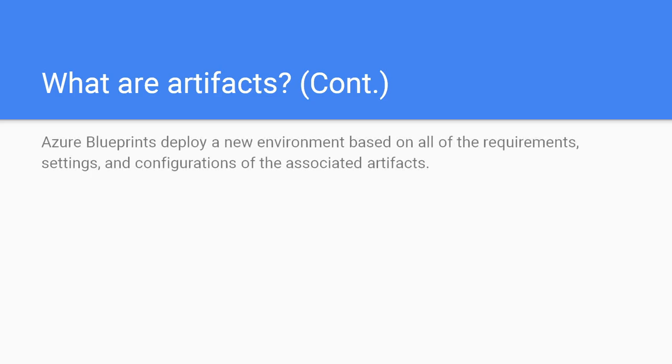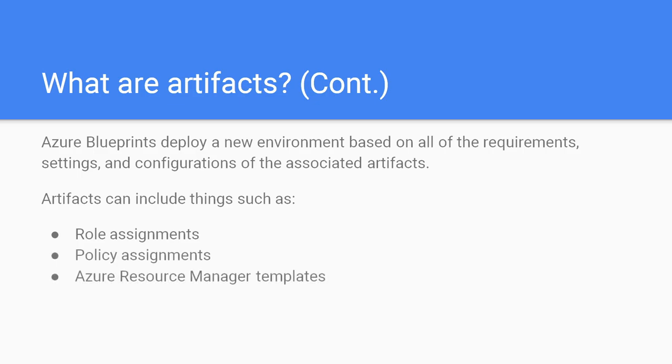Azure Blueprints deploy a new environment based on all of the requirements, settings, and configuration of the associated artifacts. Artifacts can include things such as role assignments, policy assignments, Azure Resource Manager templates, resource groups, and so on.